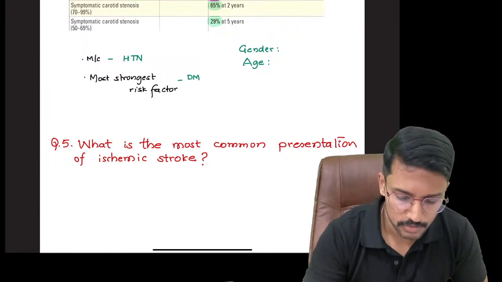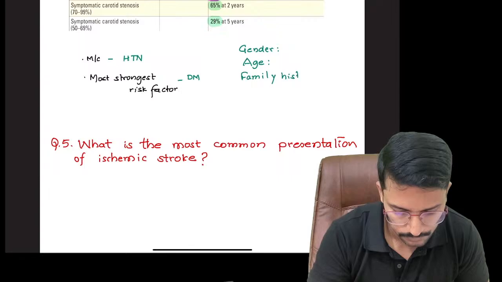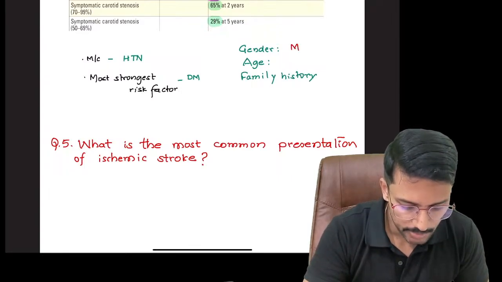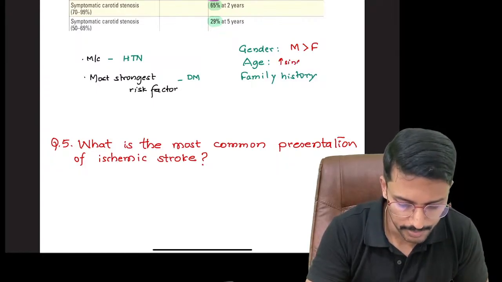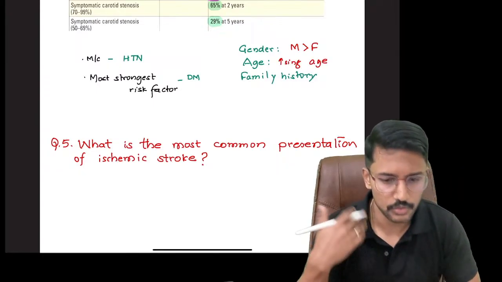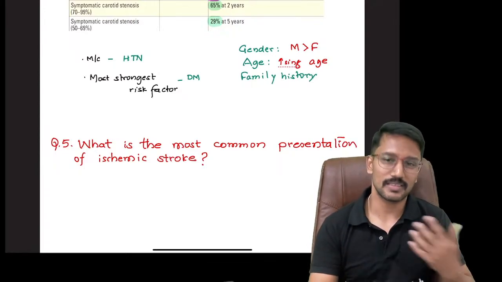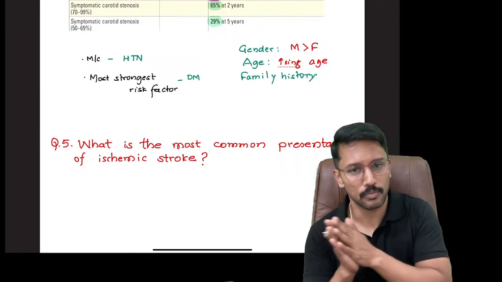Okay, and what other risk factors do we have? Yes, family history also is a risk factor. Gender wise, yes, it is males who are at higher risk than females, and increasing age is a risk factor because with increasing age atherosclerosis increases. So one of the templates of MCQs that I had been asking earlier is which of these is a modifiable risk factor and which of these is a non-modifiable risk factor.